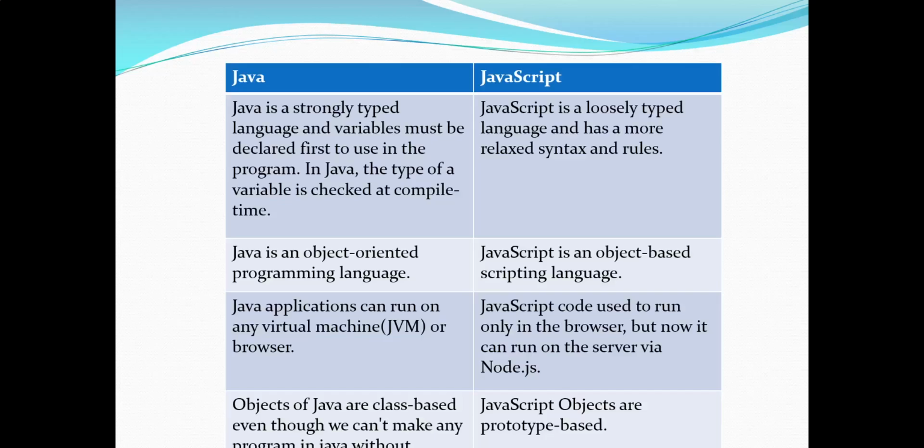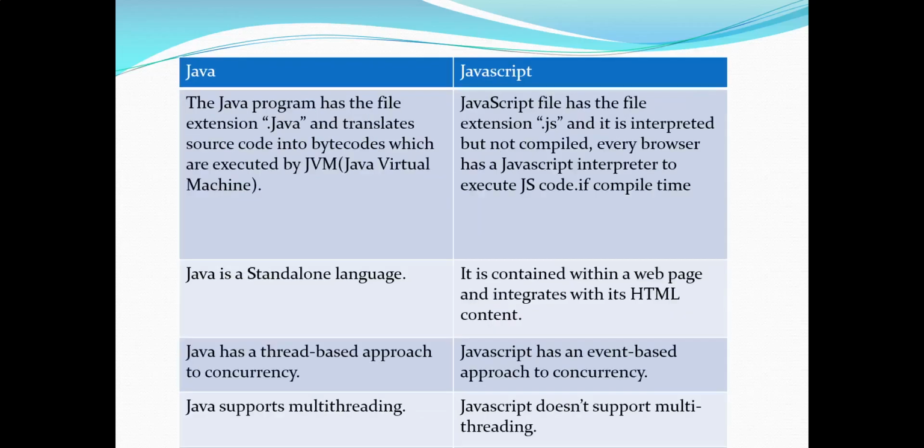Objects in Java are class based, and we can't make any program in Java without creating a class. So it is mandatory in Java to create a class. And JavaScript objects are prototype based. The Java program has the file extension .java, and JavaScript has the extension .js. Java translates the source code into bytecode which is executed by the Java virtual machine. And JavaScript is interpreted but not compiled. Every browser which you use has a JavaScript interpreter to execute JS code.